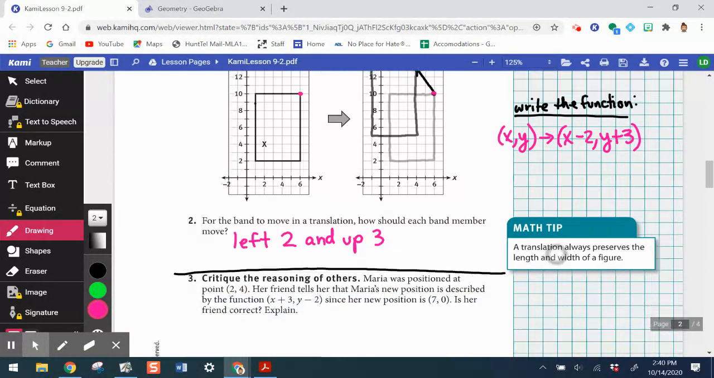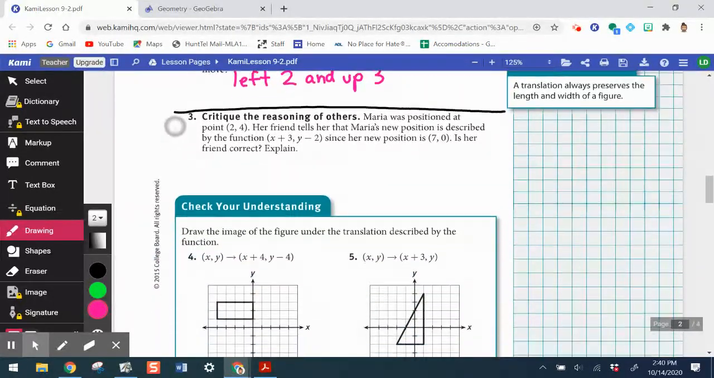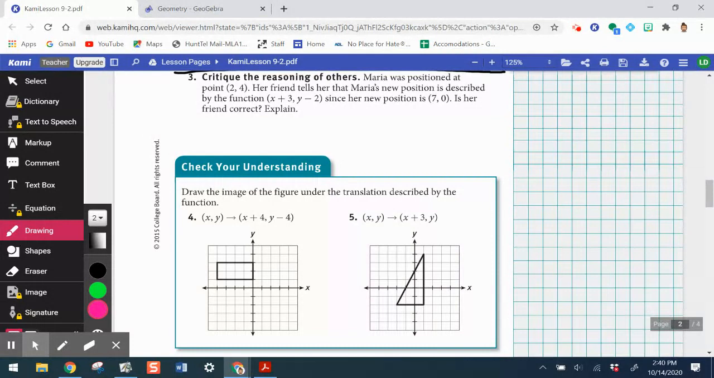I like this little math tip. Remember, if it really is a translation, it preserves the length and width of the figure. That's the definition of a rigid motion, to preserve the size and shape. So hopefully you're seeing how simple the translation really is. And so to test that, if you would, go and draw a line under the check your understanding. Complete items 3 through 5 before playing through the video.